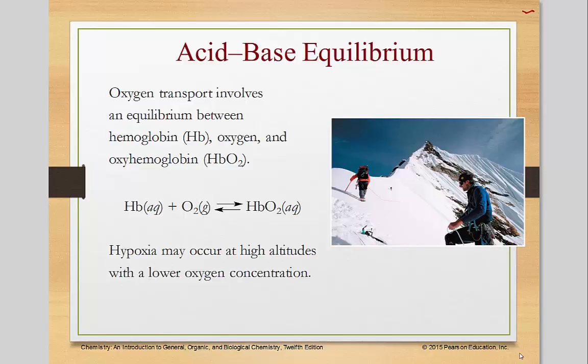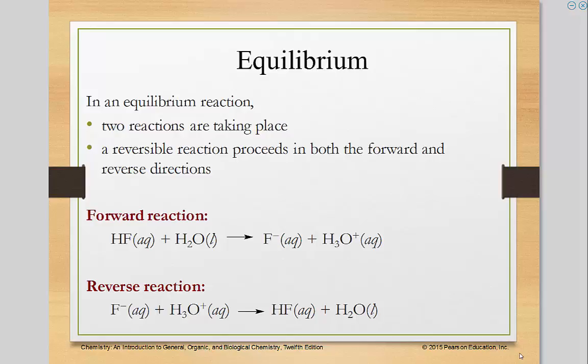This tutorial is discussing acid-base equilibrium. When we talk about equilibrium, we're talking about two reactions that are taking place at the exact same time: the forward reaction and the reverse reaction. In the forward reaction, the F minus is on the right-hand side, it's a product. However, in the reverse reaction, the F minus is on the left-hand side.